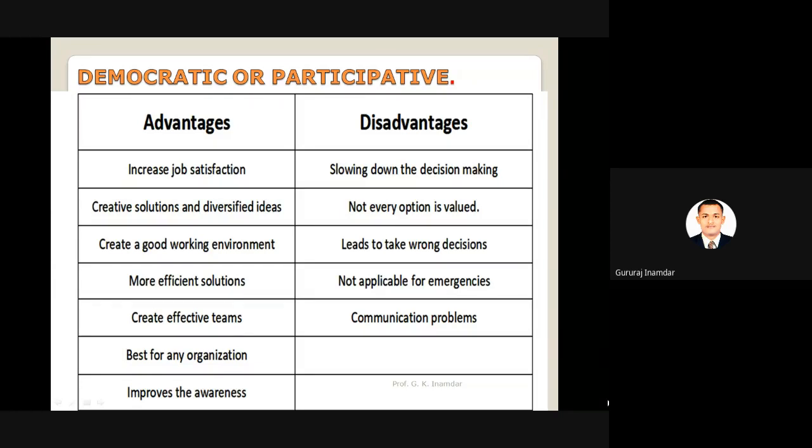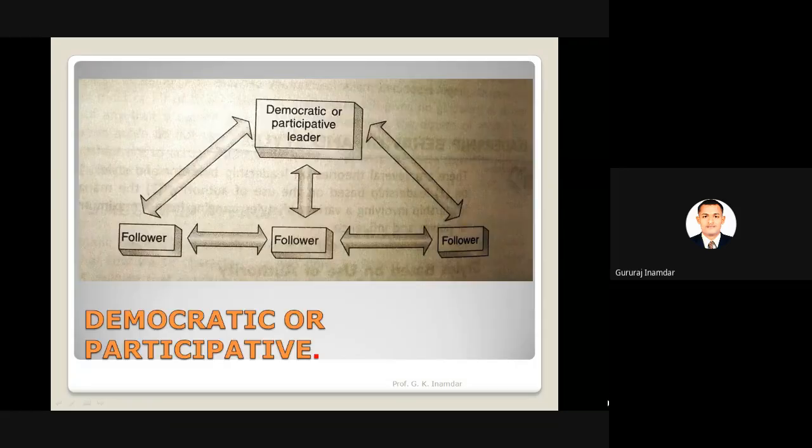Okay, so already these are the basic two types. Now moving towards, so this is a chart. So why, in the previous autocratic, only a one-way process was there. Okay, but in democratic or participative, both processes are there.